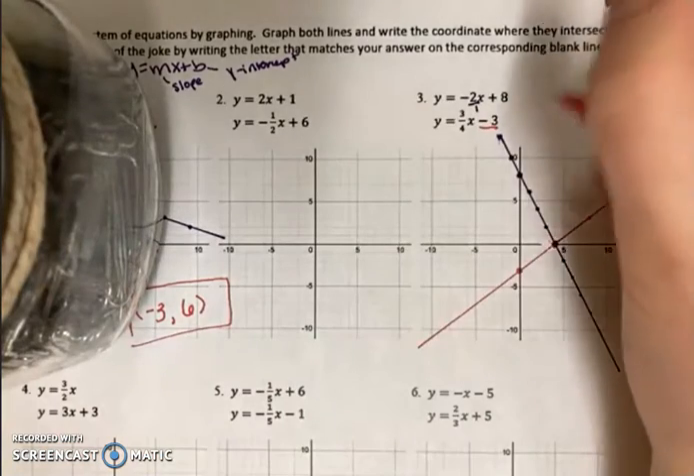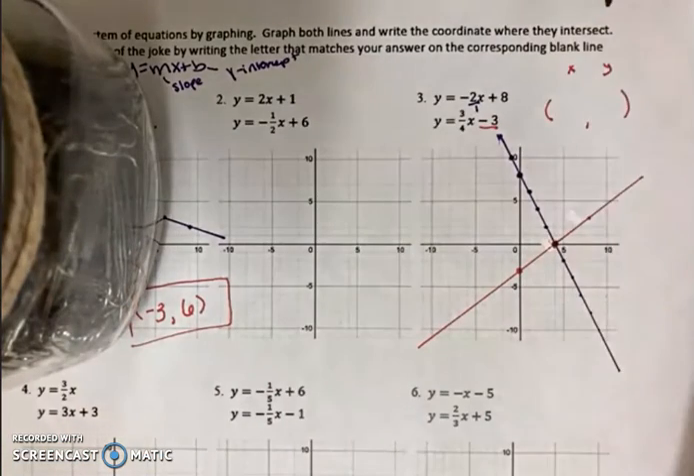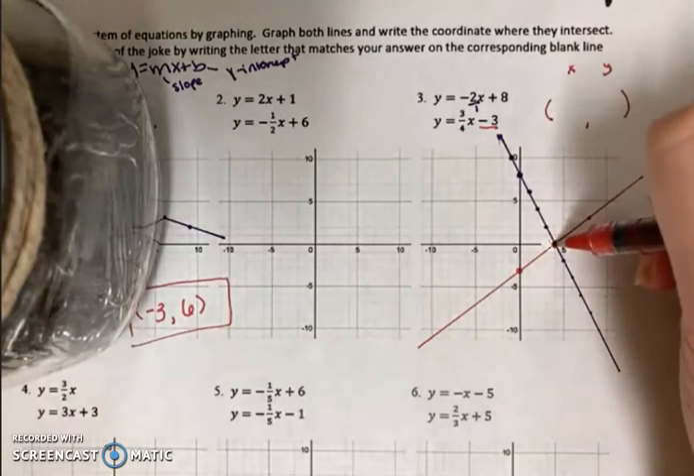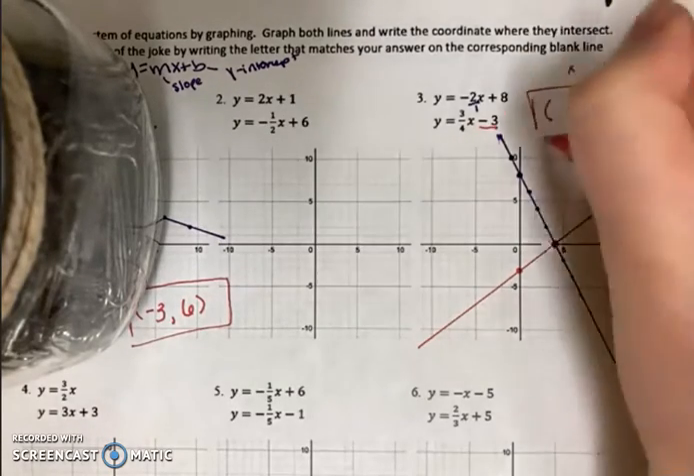You want to write your answer as a coordinate. Remember, a coordinate is x comma y. The x value of this coordinate is 4, and the y value is 0. So 4, 0 is our answer.